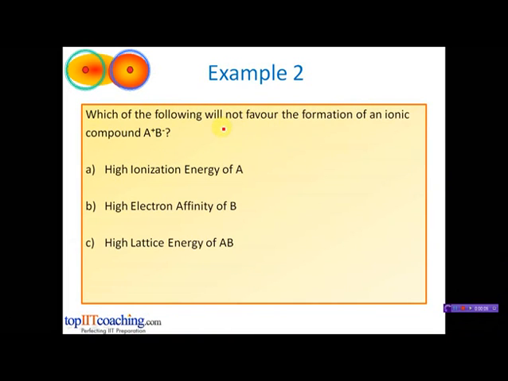Second question: which of the following choices will not favor the formation of an ionic compound AB? First is high ionization energy of A, second is high electron affinity of B, C is high lattice energy of AB. If we can recall the various intermediate steps we discussed in the Born-Haber cycle depicting the formation of sodium chloride, ionization energy was the energy that was to be supplied when the atom A was converted into a positive ion, A+.